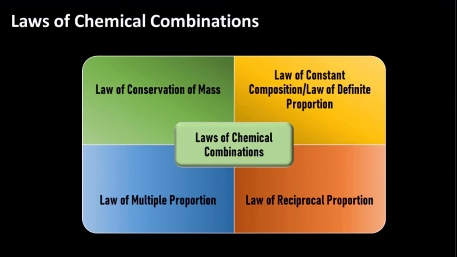There are certain rules followed by all atoms while combining to form a compound. Those rules are collectively known as laws of chemical combinations. They are namely, the first one is law of conservation of mass, and the second is law of constant composition or definite proportion. We already have discussed these two topics in two different videos. This is the third one, law of multiple proportion. Today's video is on this topic, and there is another one, that is the last one, law of reciprocal proportion. We will have another video to discuss this topic.